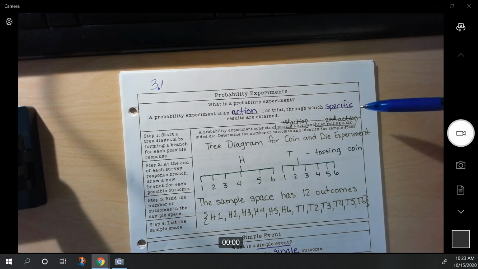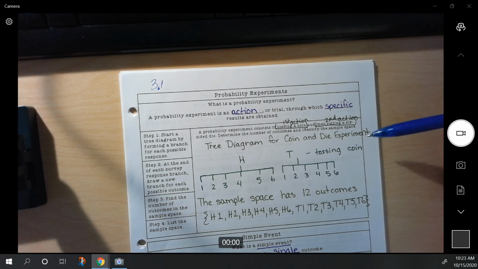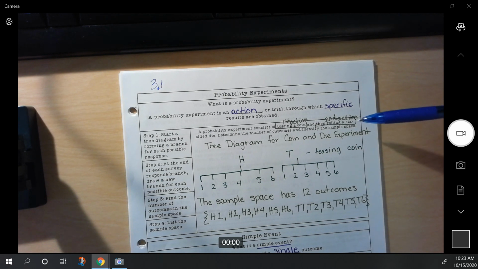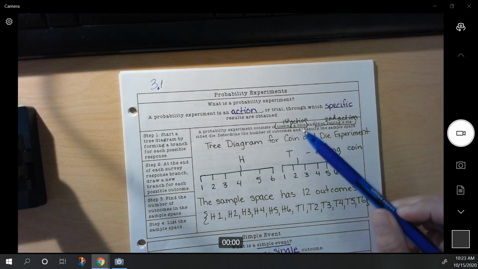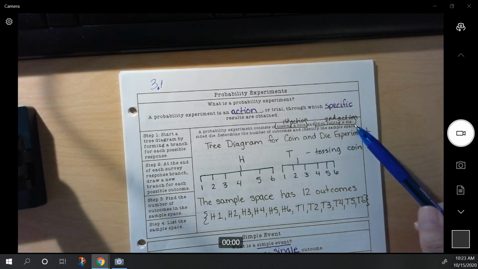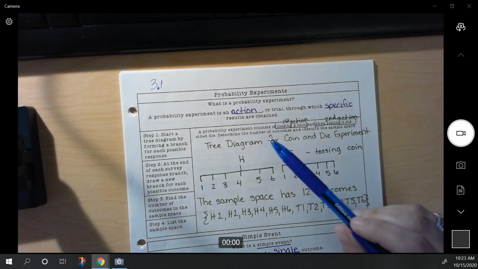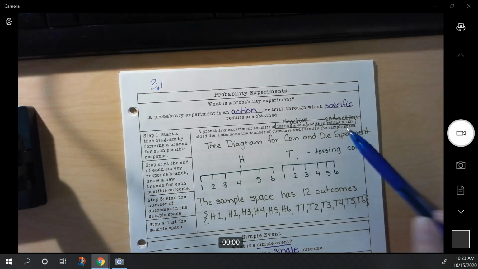So we've talked about the different ways that you can do statistics, get data. The fourth version was called a simulation, and that is what we're talking about when you're doing probability. So the probability experiment consists of tossing a coin, then rolling a six-sided die. So the first action was tossing the coin. The second action is rolling the die. And we're going to determine the number of outcomes and identify the sample space.